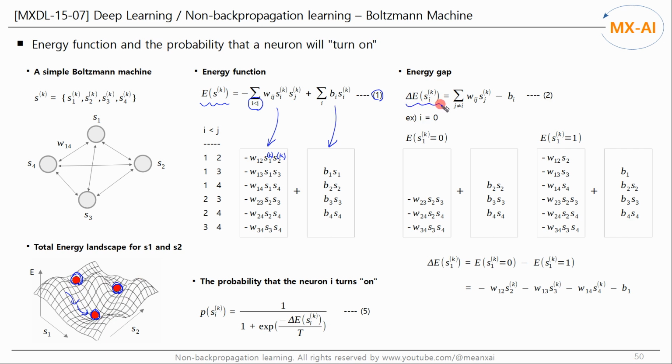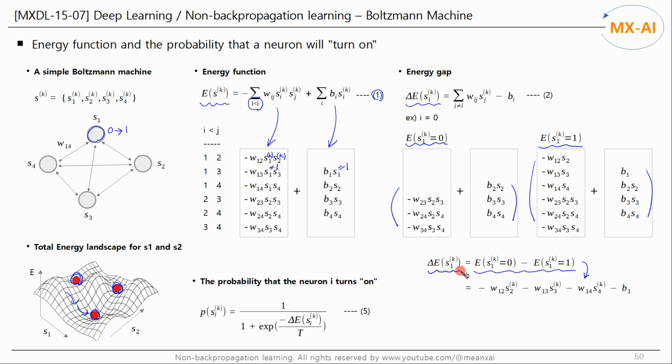Next, let's compute the energy difference when the state of the first neuron changes from 0 to 1. Let's calculate the energy when S1 is 0. If all S1 in the left expression are 0, the energy becomes as follows. Next, let's calculate the energy when S1 is 1. If all S1 in the left expression are 1, the energy becomes as follows. If we calculate the difference between the two energies, we get the following.